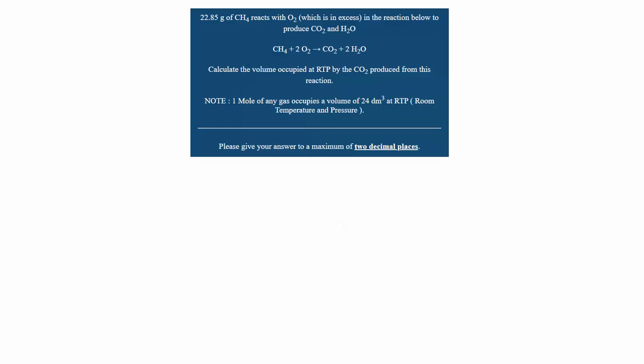Okay, so in this question, we've been presented with effectively CH4. We've been told that the CH4 reacts with oxygen, which is in excess, and produces CO2 and H2O. And we've been asked to figure out, well, what's the volume that's going to be occupied by the CO2 at room temperature and pressure, right? Okay, so how are we going to go about working this out?